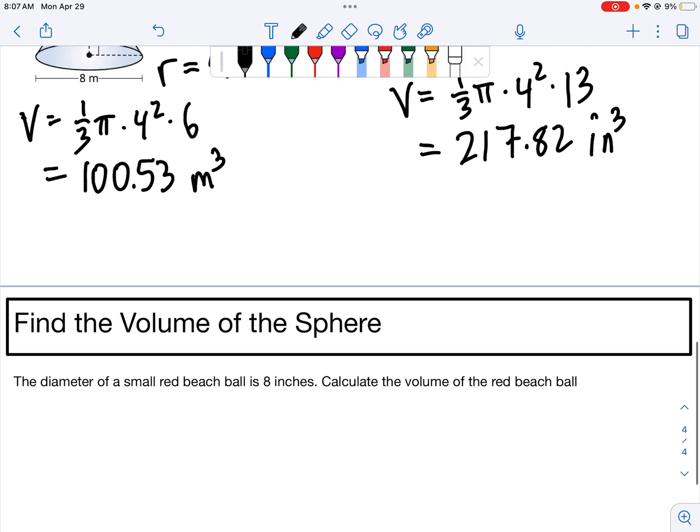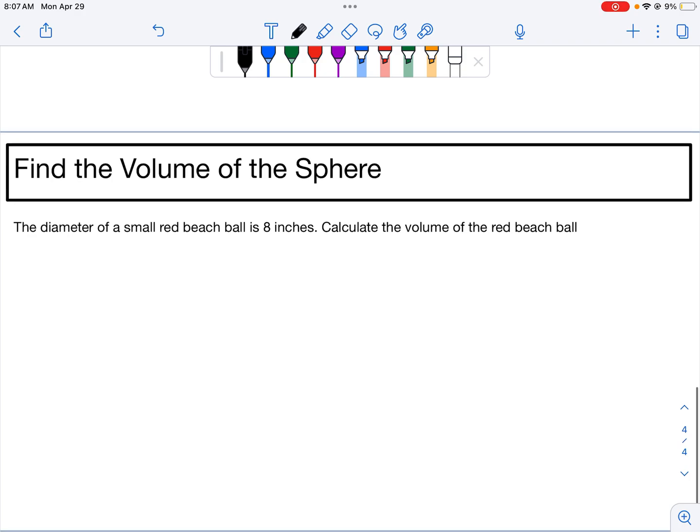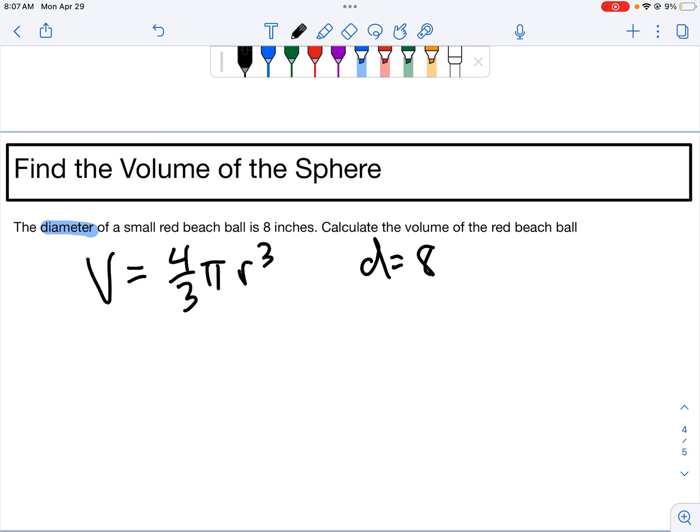All right, volume of a sphere. The diameter, that's an important word, of a small red beach ball is 8 inches. That is pretty small. Calculate the volume. Well, the volume formula for a sphere is 4/3 pi r cubed. Here, if the diameter is equal to 8, this would imply that the radius is equal to 4. So now 4 goes in. So we're going to type in 4/3 pi times 4 cubed.